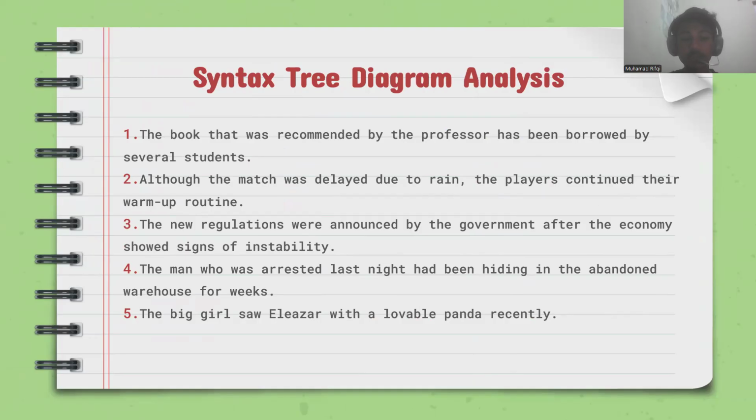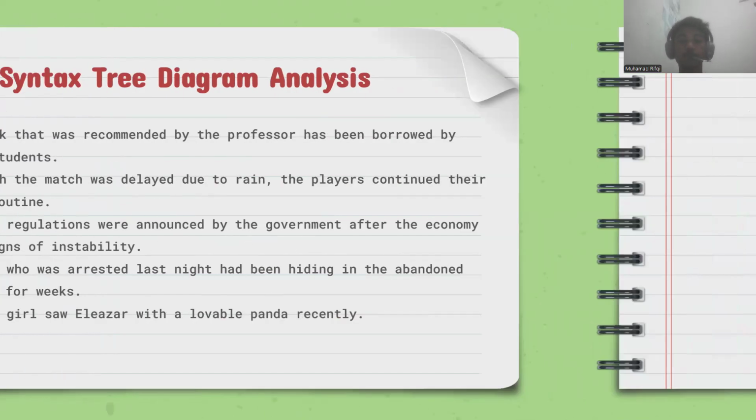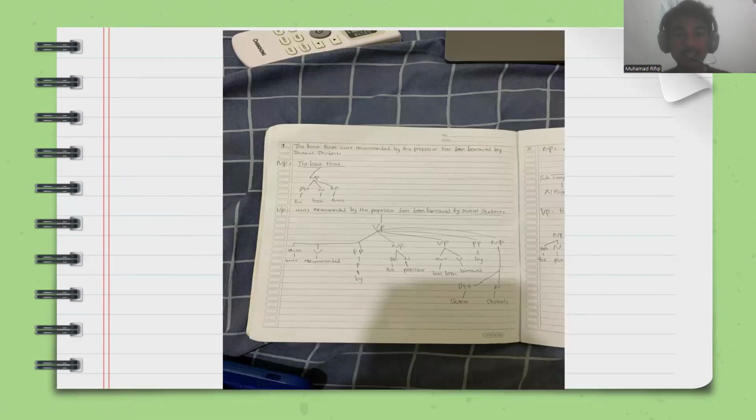Number 3, the new regulations were announced by the government after the economy showed signs of instability. Number 4, the man who was arrested last night had been hiding in the abandoned warehouse for weeks. Number 5, the big girl saw Eliezer with a lovable panda recently. This is the answer.